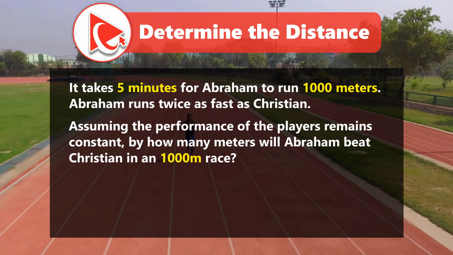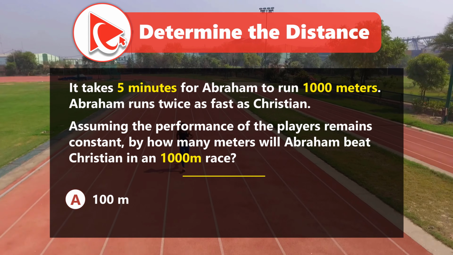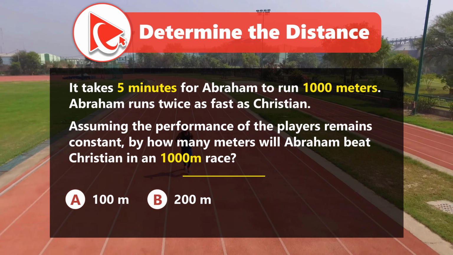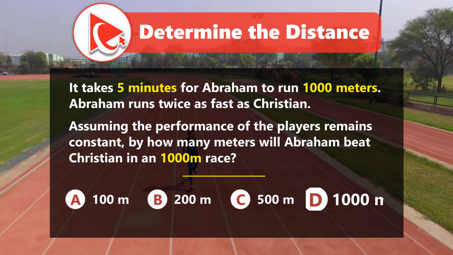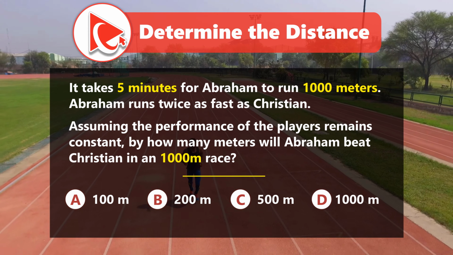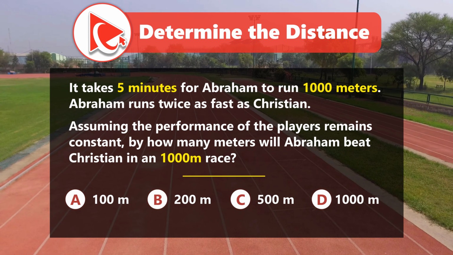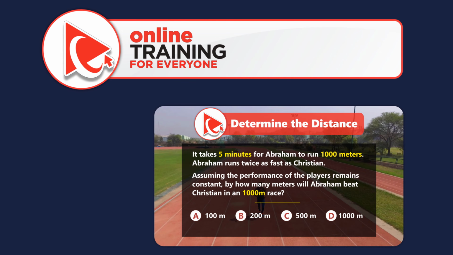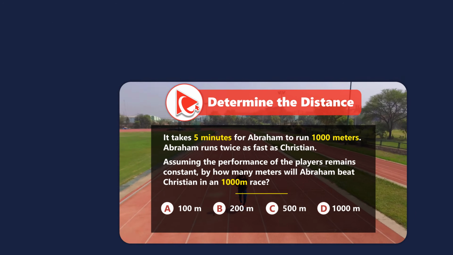You need to select out of 4 possible choices. Choice A, 100 meters. Choice B, 200 meters. Choice C, 500 meters. And last but not least, choice D, 1,000 meters. Take a close look to see if you can come up with the answer. As usual, I am moving forward to share with you my version of the answer, and then we will try ChatGPT to see how well the artificial intelligence will be able to solve the challenge.